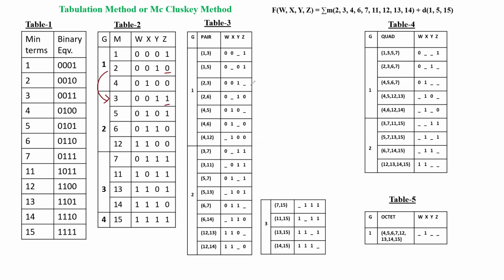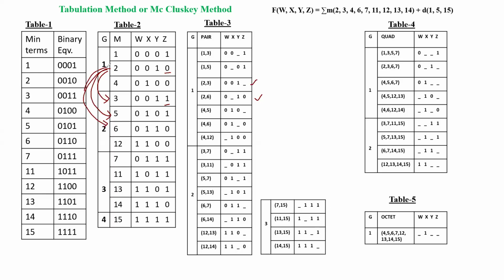So we are putting an underscore here. Similarly, we'll go for 2 with 5. Is 2 with 5 possible or not? It's not possible, since more than one bit is changing. Next, we have 2 with 6. Here it is possible, since only X is changing. So that's why we have written 0 underscore 1 0.